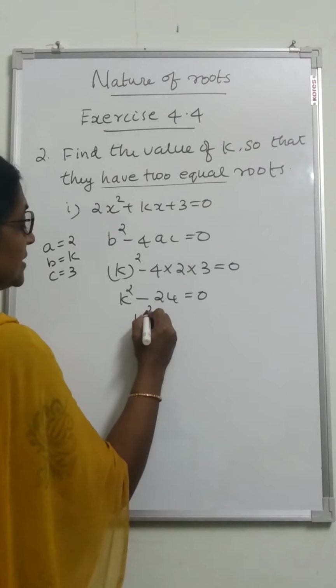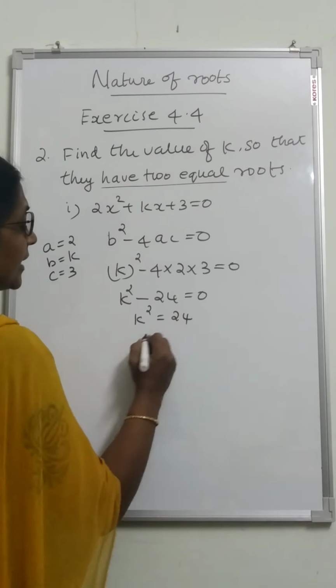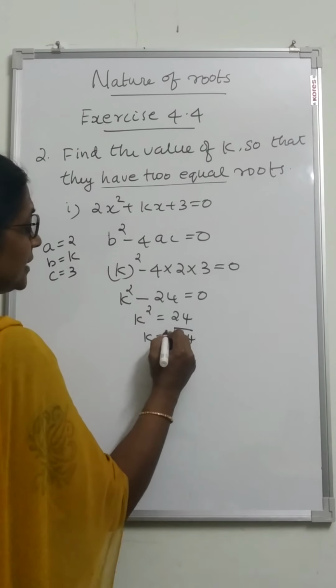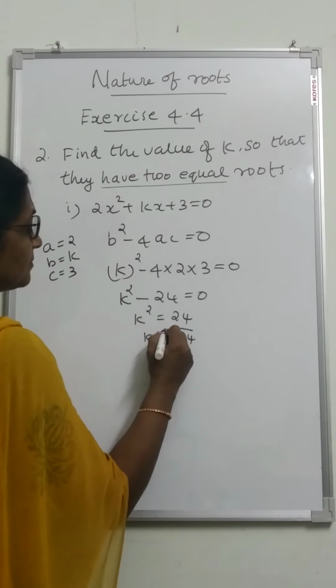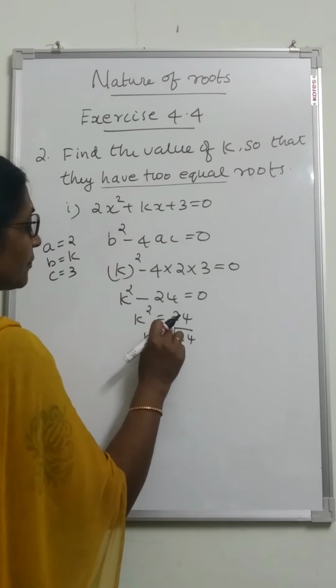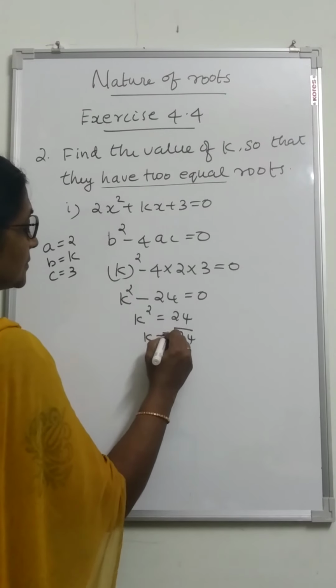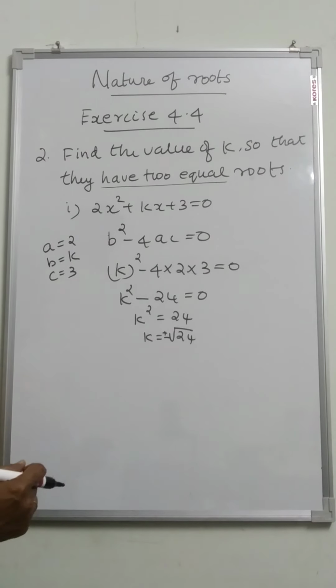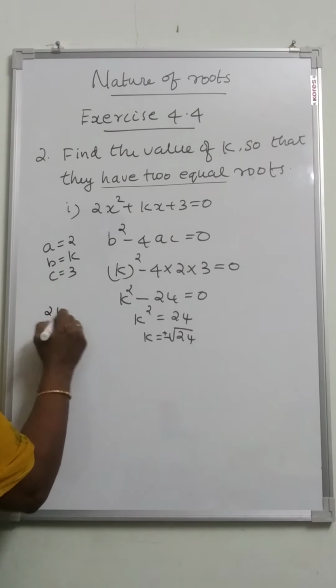K square is equal to 24. K is equal to root of 24. That is plus or minus root of 24. What is root of 24?